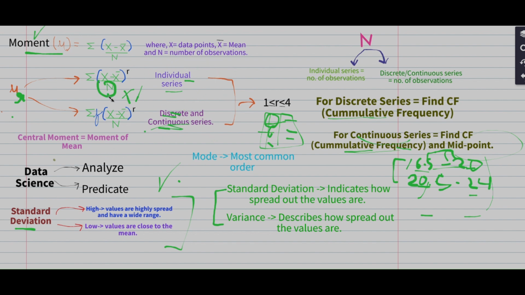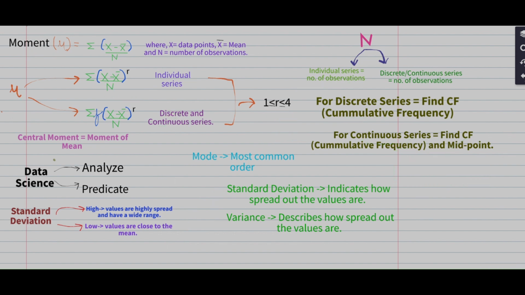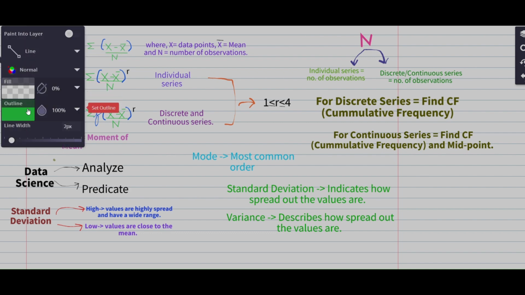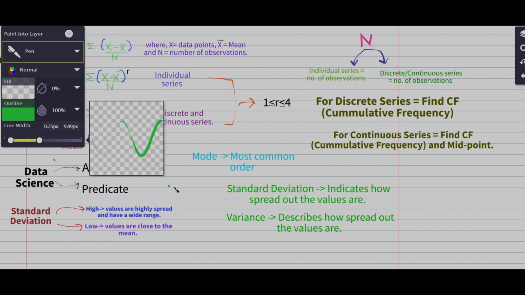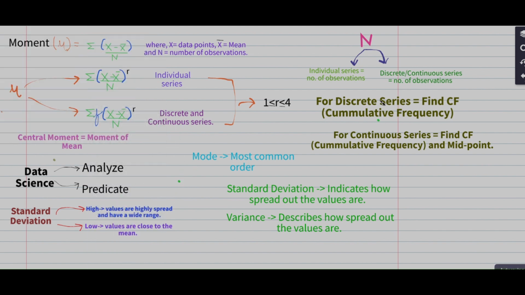But when you talk about the discrete and continuous series, there n means the sum of observations. This is the point to remember. This is a very important point, right? When you calculate the numericals related to the individual series, where we have only a single value, in that numerical we will be taking the capital N as the number of observations.